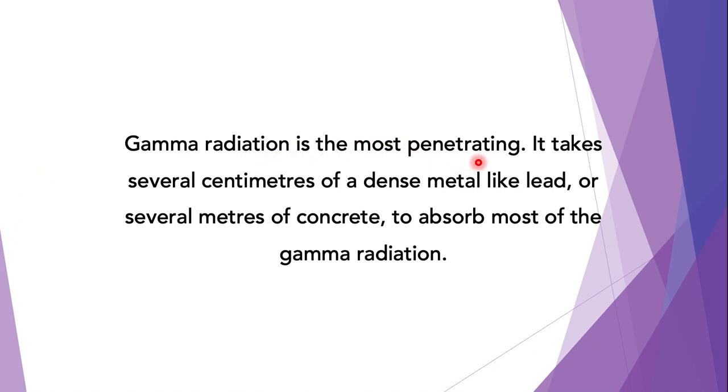Gamma radiation is the most penetrating. It takes several centimeters of a dense metal like lead or several meters of concrete to absorb most of the gamma radiation. In simple words, gamma radiation does get absorbed by lead as well as concrete, but it passes paper and aluminium. Aluminium is a light metal. It's not a dense metal like lead. But yes, it does take several centimeters of the dense metal lead or several meters of concrete to absorb most of the gamma radiation. Gamma radiation is the most penetrating. Again, it is the fastest of all the radiations.